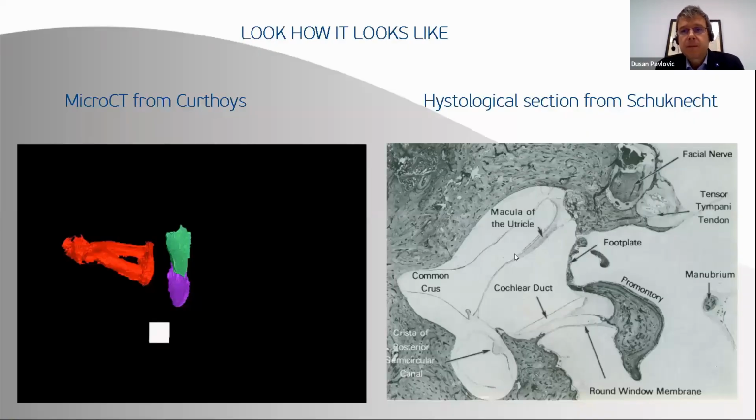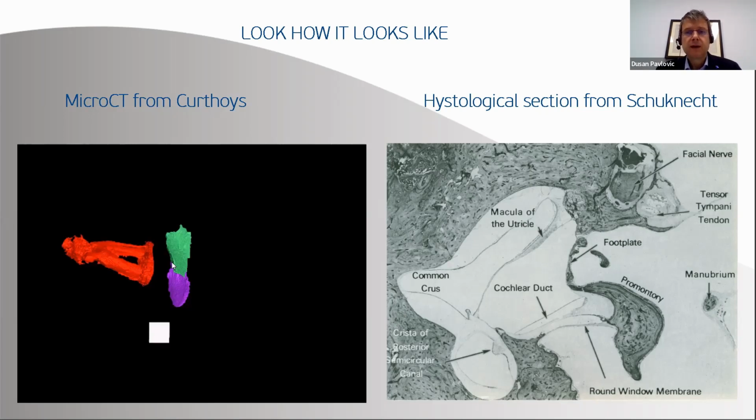And here is how it looks. First, we see here a section from Schuknecht's textbook where we can see where the utricle is and where the stapes footplate is, so really close to each other. And from Courtois micro CT scans, we can see how it looks in 3D space and what the relation is between the stapes footplate and the utriculus.